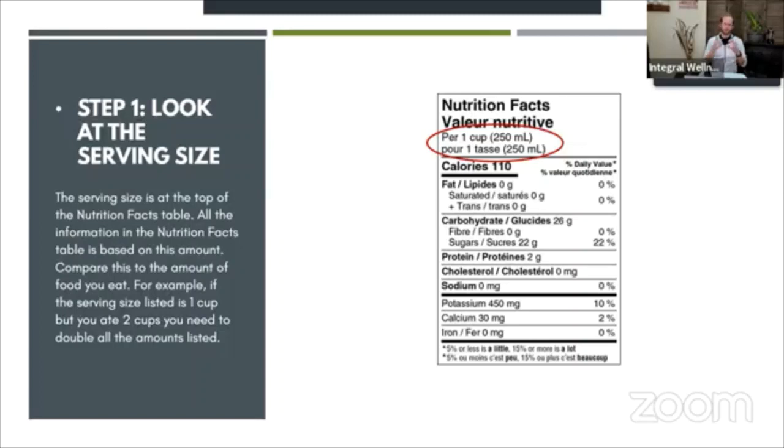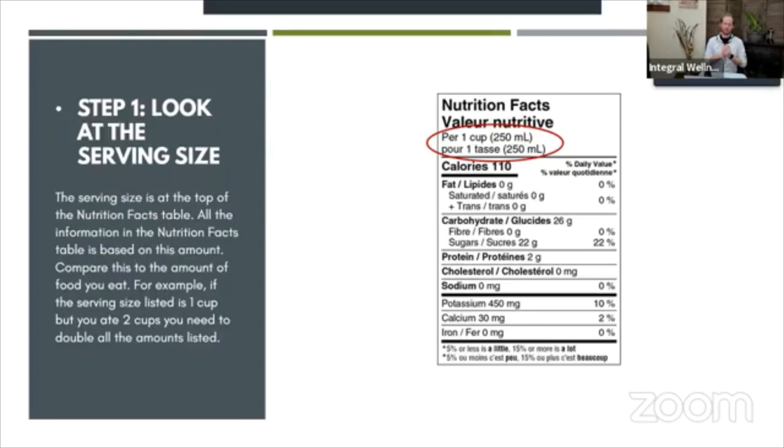The serving size is at the top of the nutrition facts, and all the information in the nutrition facts table is based on this amount, right? So the calories, how much fat, how much sugar, how much of everything is based on that 1 cup in this example. So it's 1 cup or 250 milliliters. That's what it's taking off of in the example.